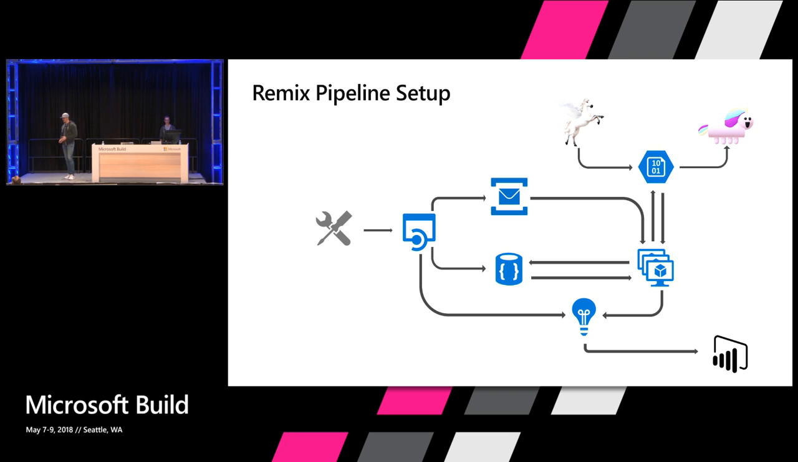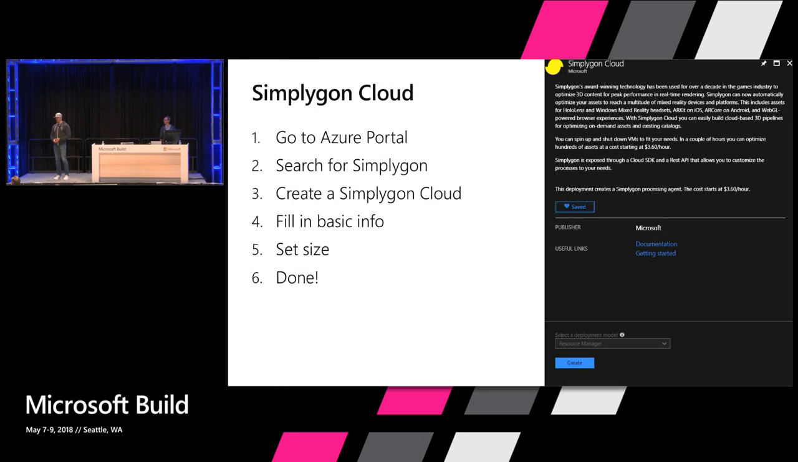So now you're all thinking, this sounds awesome. Can I do this as well? And yes, you can. As Scott said, we have an offering on the marketplace that we call Simplygon Cloud. If you go into the Azure portal, just search for Simplygon and select Simplygon Cloud. Fill in some basic information that's needed to create the VM, select the size, push create, and then you're done.